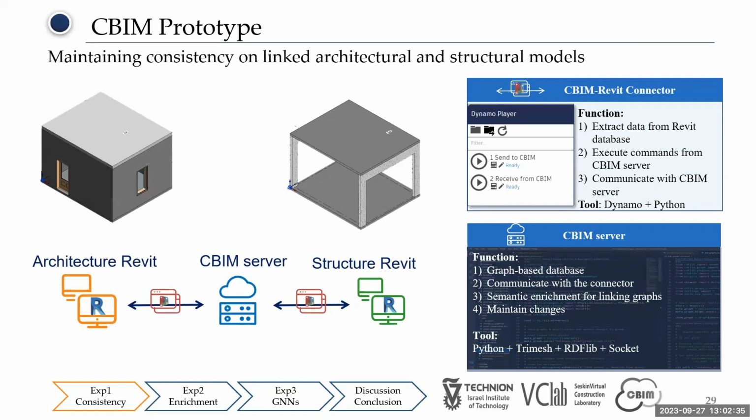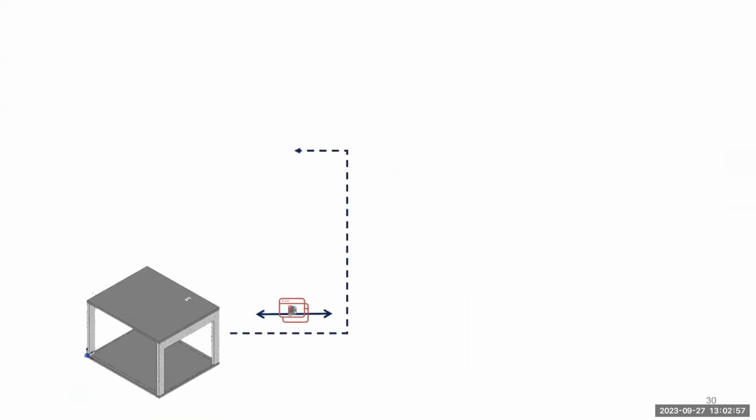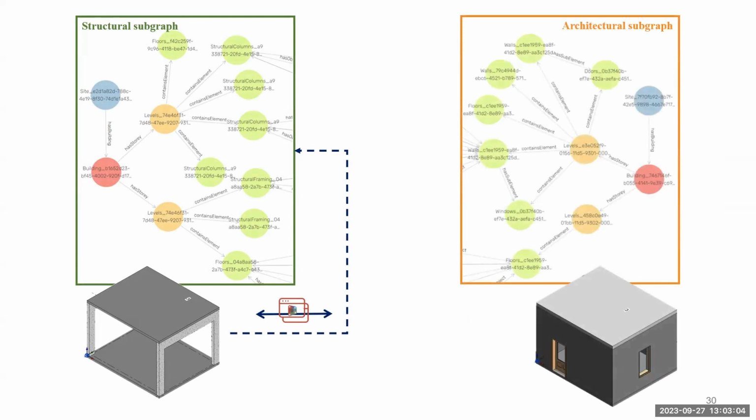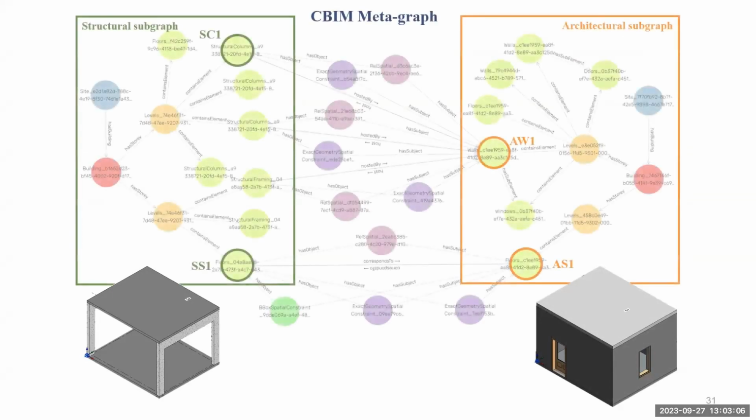It contains the graph-based database. It can communicate with the local software. It contains the semantic enrichment algorithms to instantiate the relationships. It also has the consistency maintenance mechanism to resolve all those inconsistencies. Let's take a look at the graph. This is a structure model. We are compiling it into the structure subgraph. We do the same thing for the architecture model. Then we link those two subgraphs to form the C-BIM metagraph.